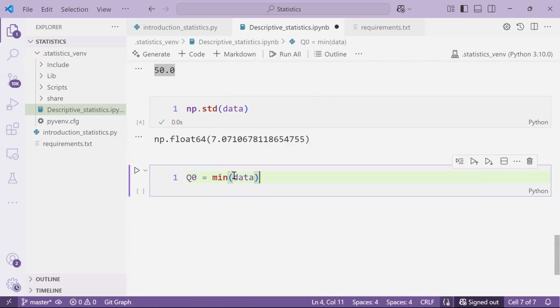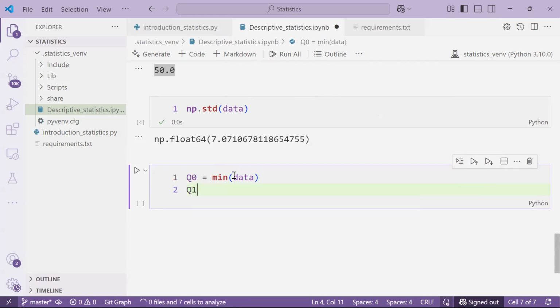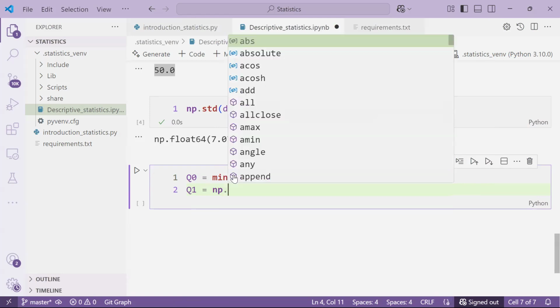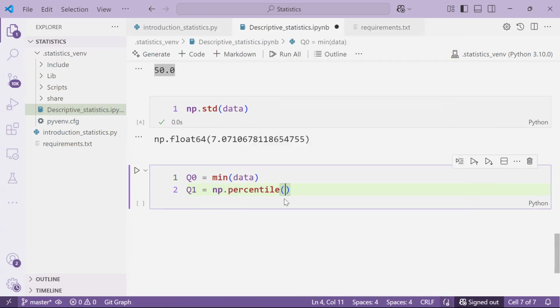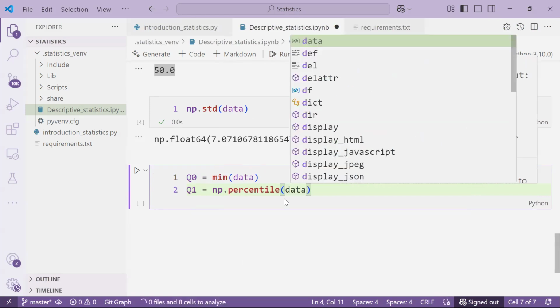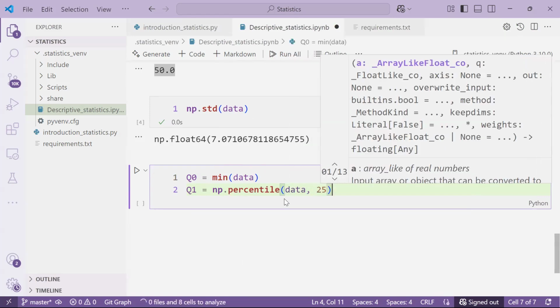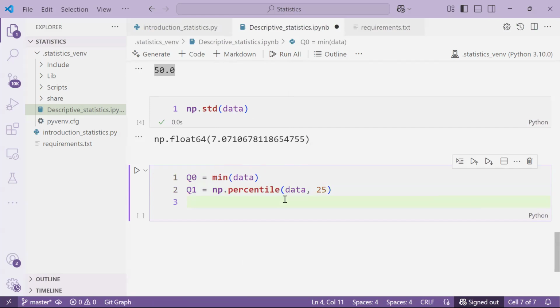Okay. And Q1 means what? It's your 25 percentile of the data, right? So the percentile function is there in numerical Python. We can just provide your data and tell it what percentage of the data you want.